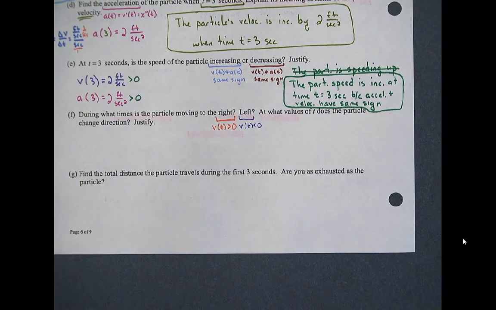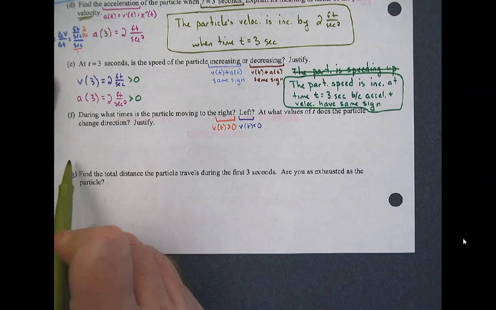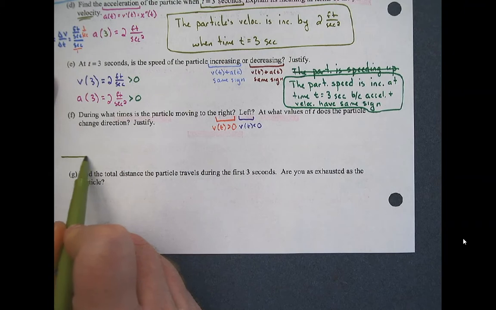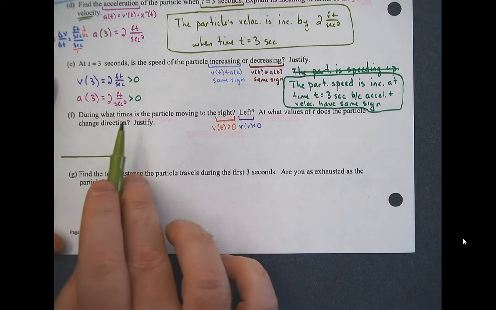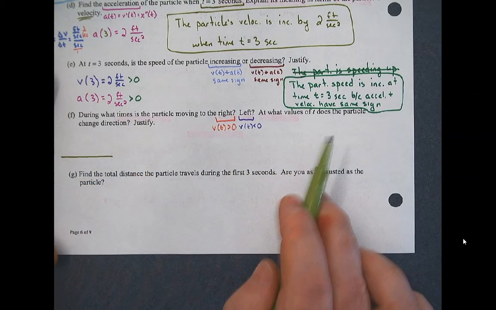At what values of t does the particle change direction? So that's going to be those moments when you switch from being positive to negative. So this is the first time we're going to bring out our good friend, the sign chart, from way back at the very beginning of the year. This is one of those tough ideas really early on. So I'm going to make a sign chart here. And I'm going to see, okay, when does my particle stop?